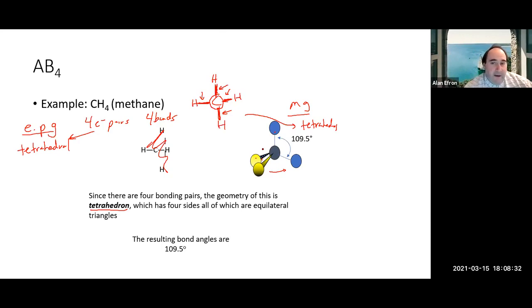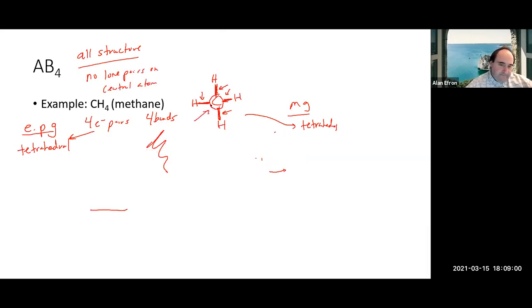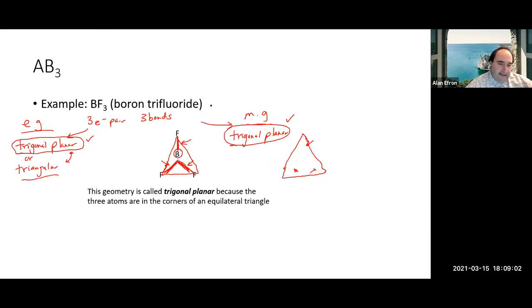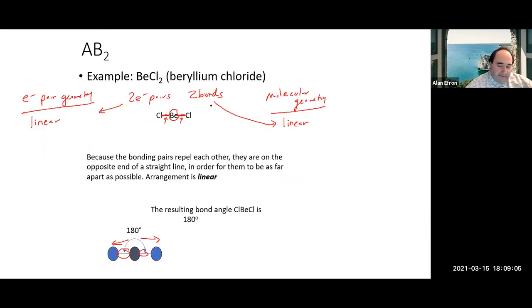So 4 electron pairs and 4 bonds are what are referred to as tetrahedral for both the electron pair geometry and the molecular geometry. If you look at all the structures we just did in terms of geometry, they all share in common no lone pairs on the central atom. What that means, if you look at all these pictures, no dots there, no dots on this guy, and no dots on the central atom of this guy.